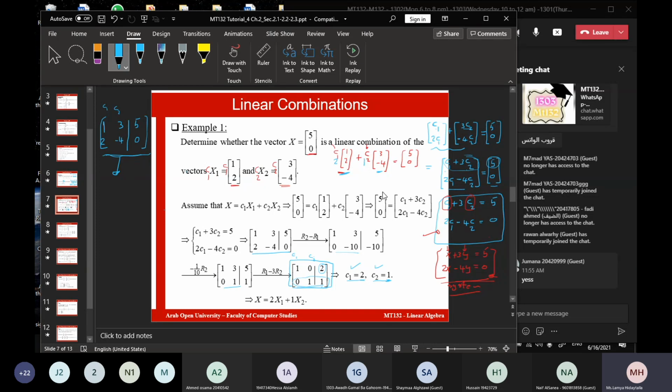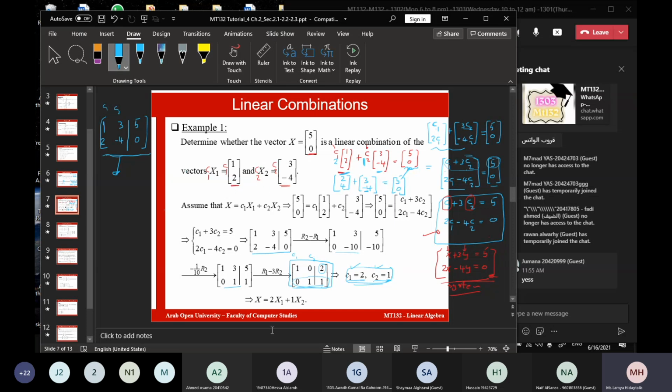I should get 5 and 0. If you want to make sure that this is true, just multiply it. 2 times 1 is 2, 2 times 2 is 4. Plus 1 times 3 is 3, 1 times minus 4 is minus 4. Add up: 2 plus 3 is 5, and 4 minus 4 is 0. So yes, I reached this one. So this is correct: 5 and 0 is a linear combination of these.